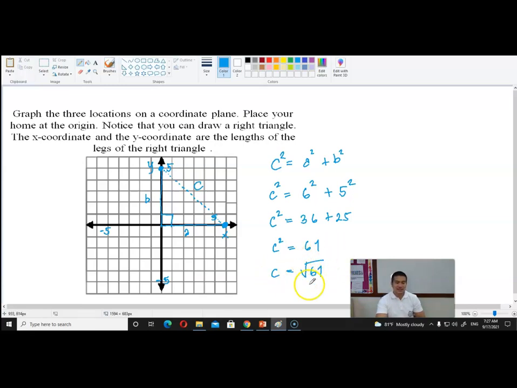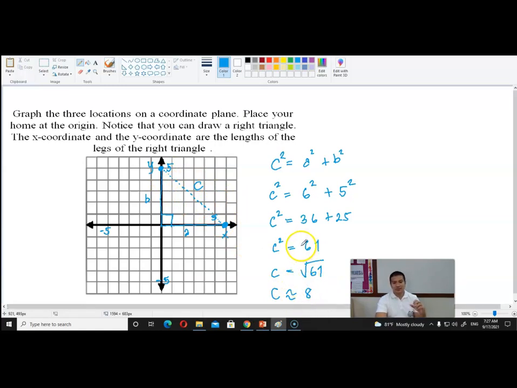So this one is not a perfect square, so you just try to calculate and estimate your answer. So approximately how much is the value of c? You can use your calculator to calculate. So therefore we have c. Okay, so the value of c is approximately 8, because 8 is closer to the square root of 64. So the value of c is approximately 8 units.